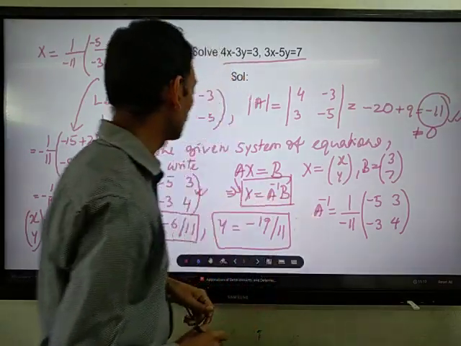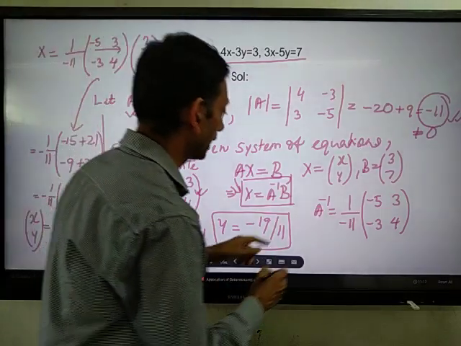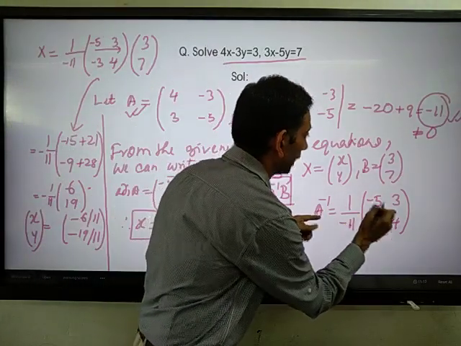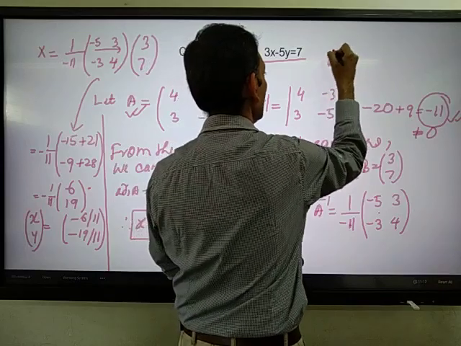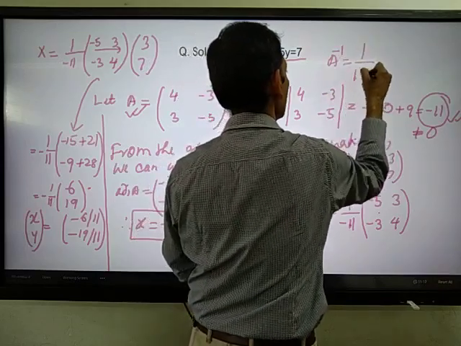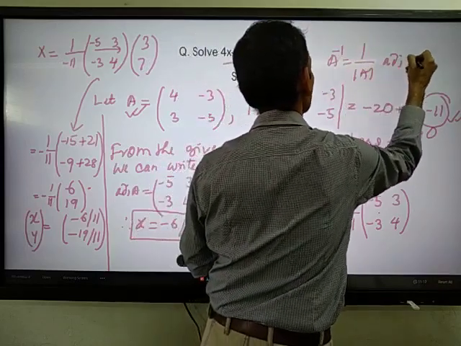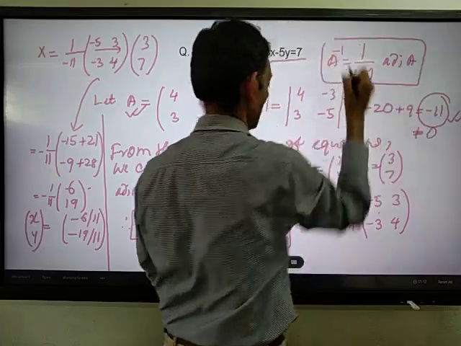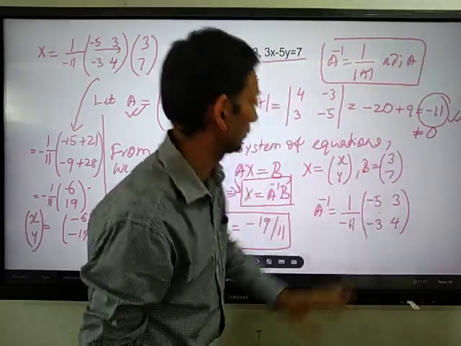What is the formula for A inverse? The formula for A inverse is 1 by determinant A into adjoint of A. We have learned this formula. A inverse is 1 by determinant A adjoint of A. This is the formula for A inverse.